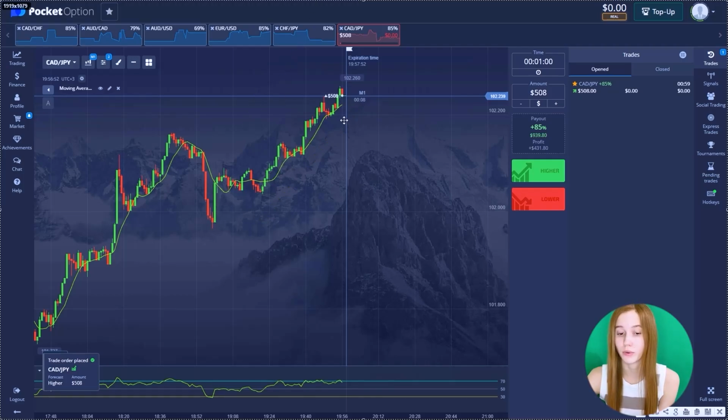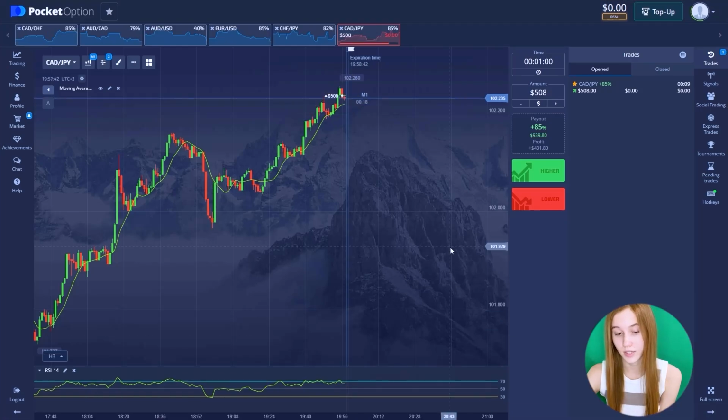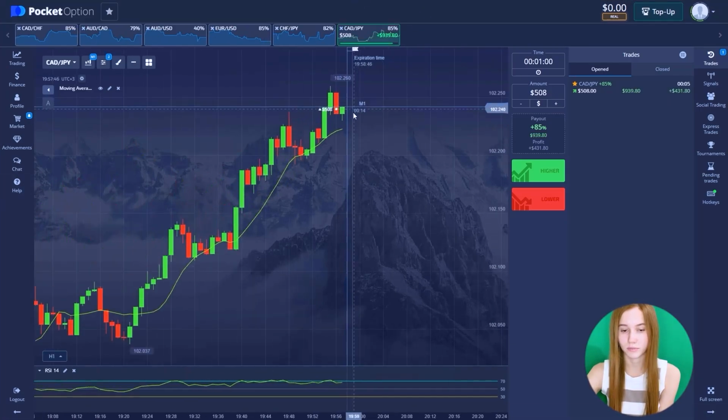This is also confirmed by our indicator called moving average. At the moment, the moving average is also directed in the upper position, like the candles themselves. Yes, on our side, we still experience slight drawdown due to the red candle, but we are near the overbought zone, so we continue to grow. 6 seconds left.